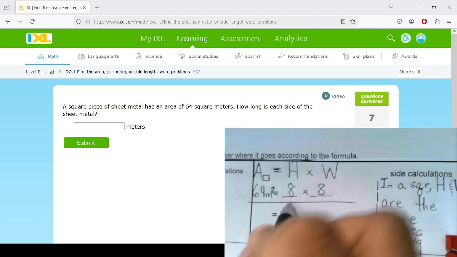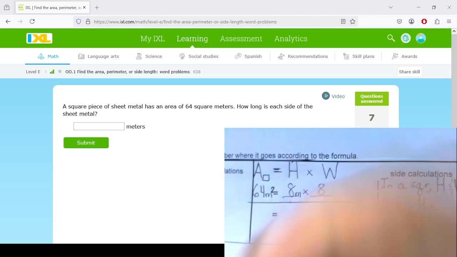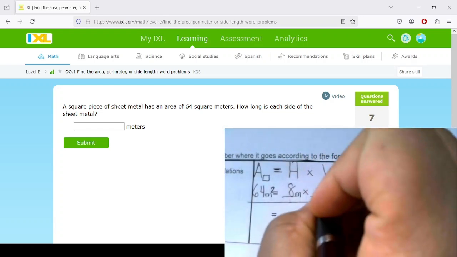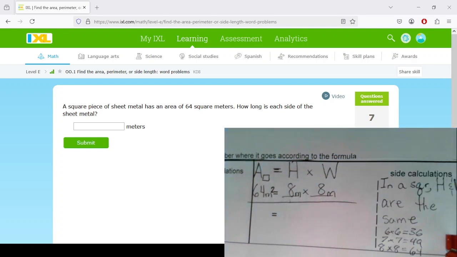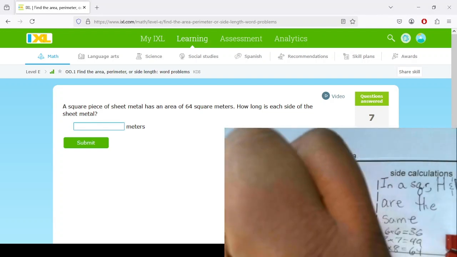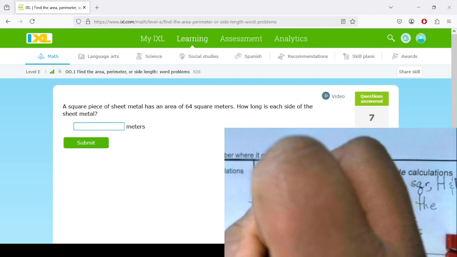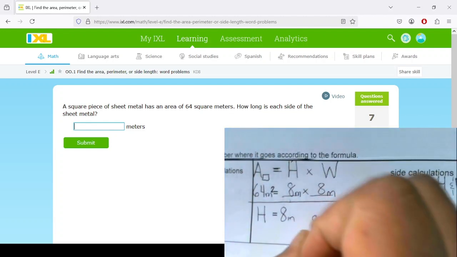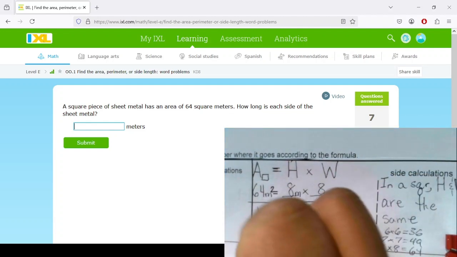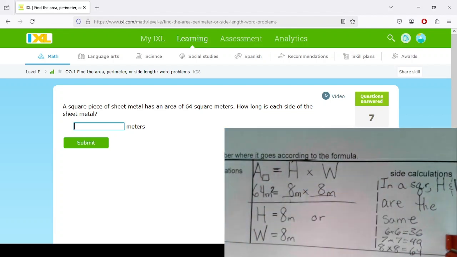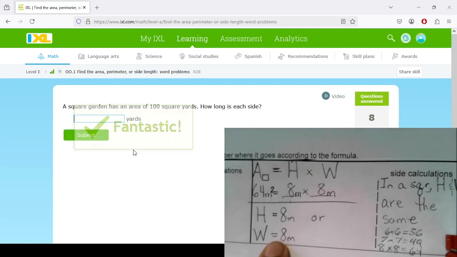So the height is 8 meters and the width is 8 meters. Because in a square, each side is the same length. And so I go to IXL and I just need to type in 8. H, the height dimension is 8 meters. Or you could have written W, the width dimension is 8 meters. Both of these are correct. I'm going to type in 8, make sure that I wrote 8, and hit enter.